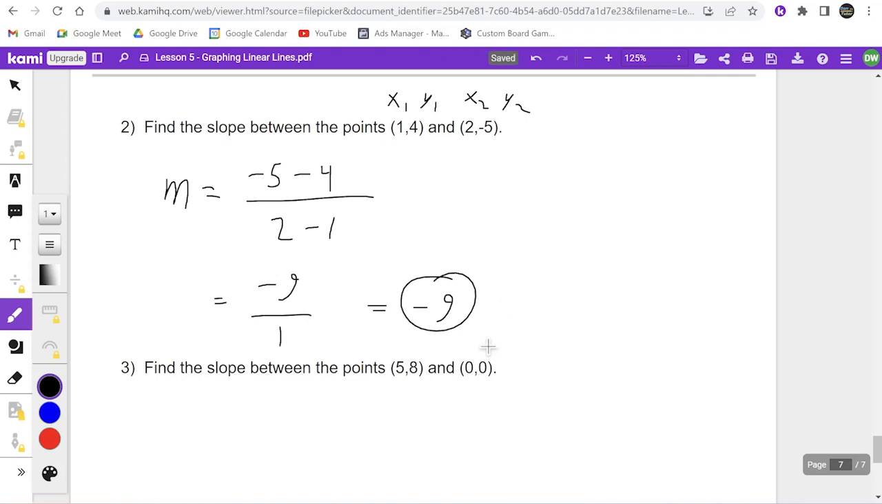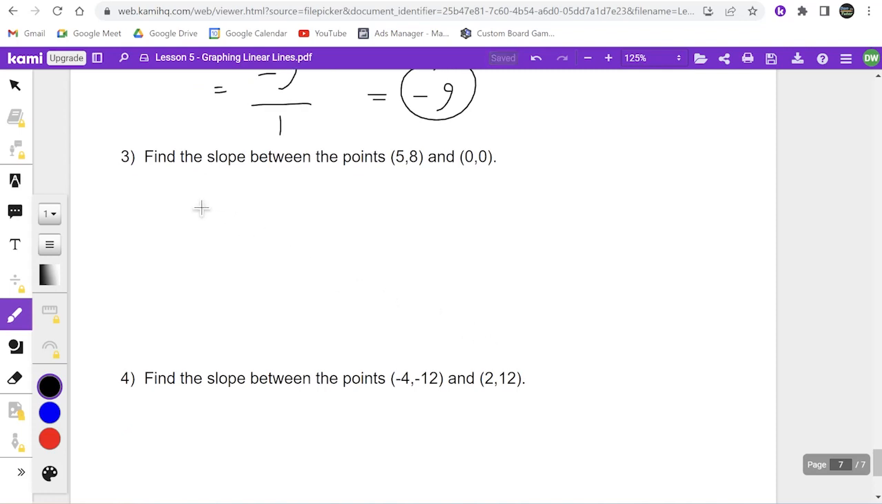So why don't you do the next one on your own, number 3. I do want to warn you, it will be a fraction, and if you can't reduce it, just leave it as a fraction. Go ahead and unpause the video when you're ready. Okay, now we'll go over number 3. So again, we just have to follow the formula. It's going to be 0 minus 8 over 0 minus 5. That's going to be negative 8 over negative 5. The negatives cancel. We get 8 over 5.